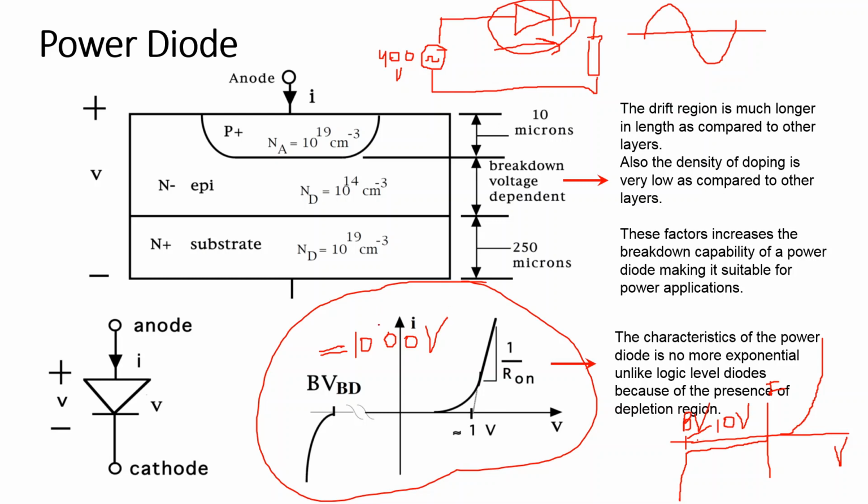So this is the breakdown capability, that means the ability to withstand large reverse voltages, that is the breakdown capability. So this is increased greatly in the power diode because of longer drift regions and lower density of doping. So this is an important characteristic of power diode.